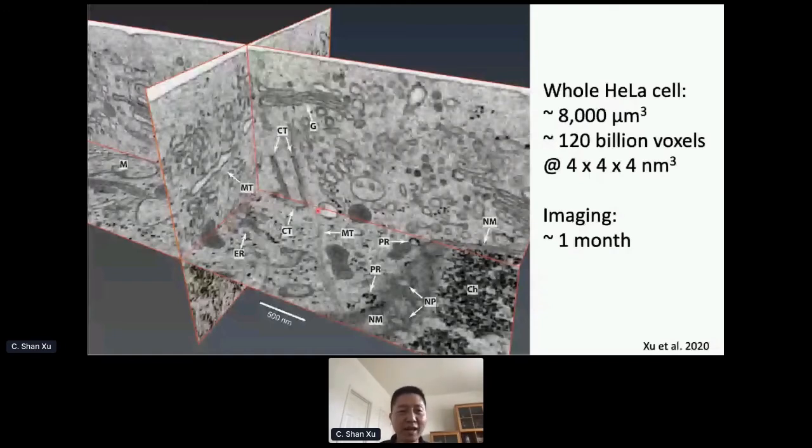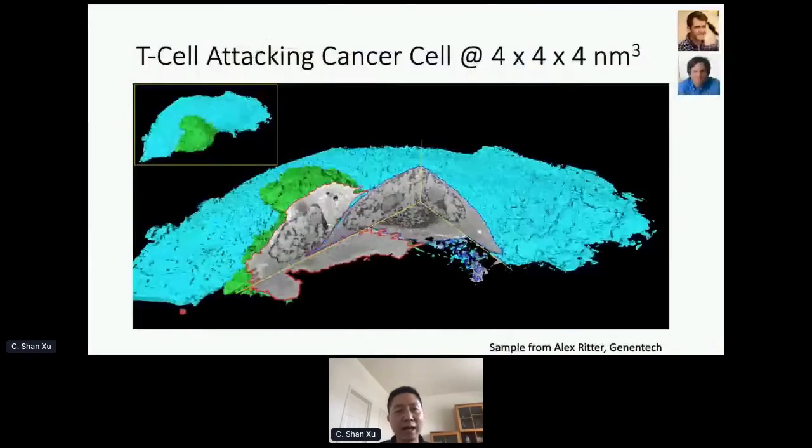So instead of staring at one cell for hours here, it probably would be more interesting to look at 2 of them together and see how they interact. And that will be my last example. It's a T-cell attacking a cancer cell. This is a collaboration with Alex Reeder and Ira Melman from Genentech.